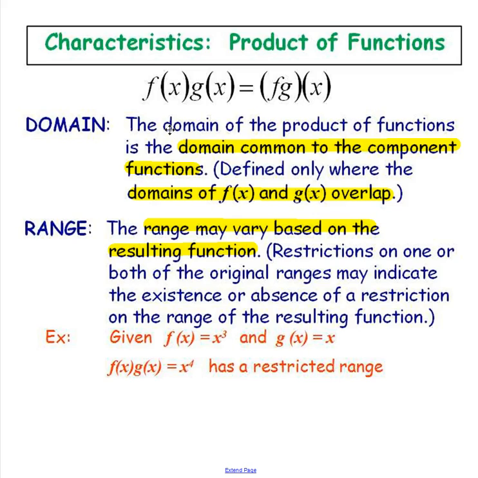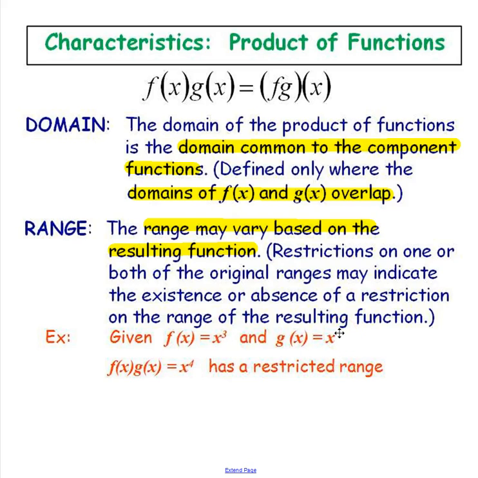Okay, so let's just talk about products of functions first. When we're multiplying two functions together, we definitely need both of the functions to overlap in terms of their domain. In terms of their range, we could try to predict what the range will look like, but it's a lot easier when you actually multiply both of your functions together.